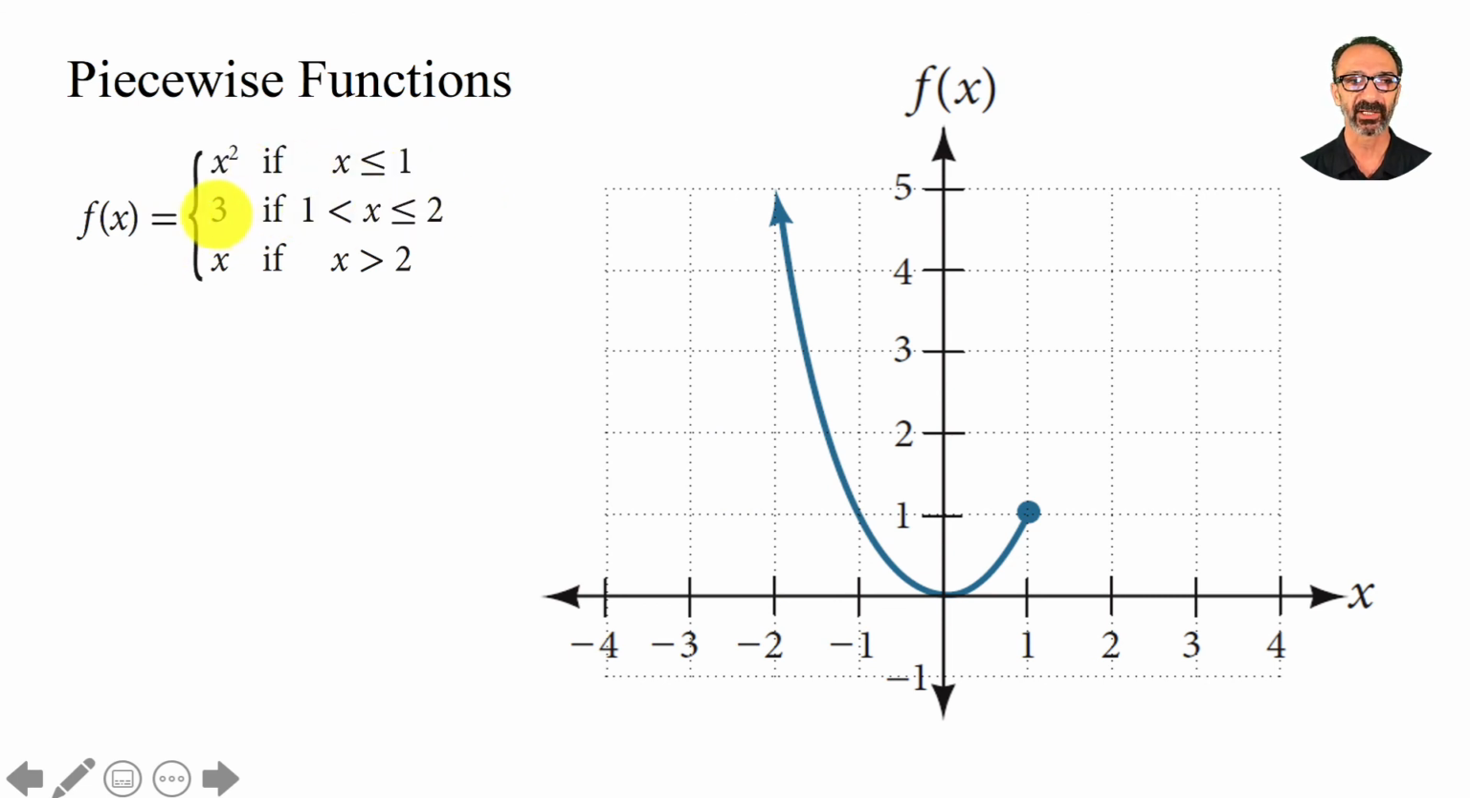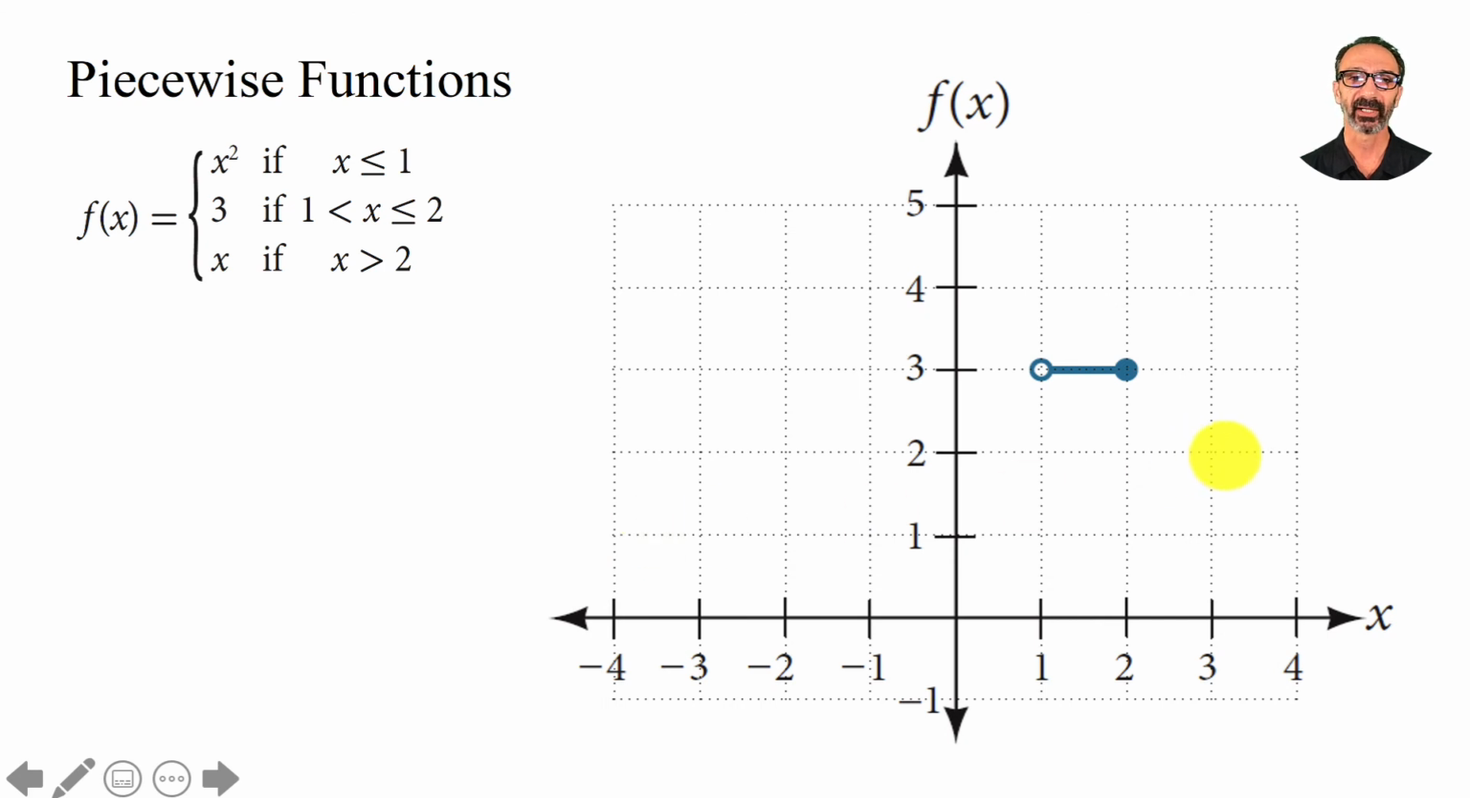Now this is a horizontal line. It's a constant function. Y equals 3, but you are between 1 and 2, where 1 is not included and 2 is included. So you're going to go up to 3. This is 3 right here. And you're going to be between 1 and 2, including 2, but not including 1. And that's what I meant.